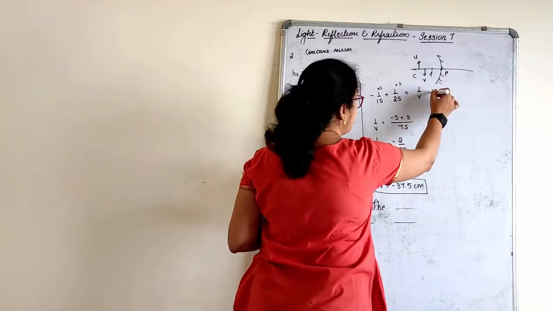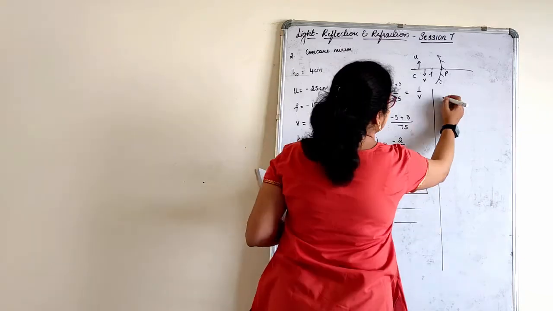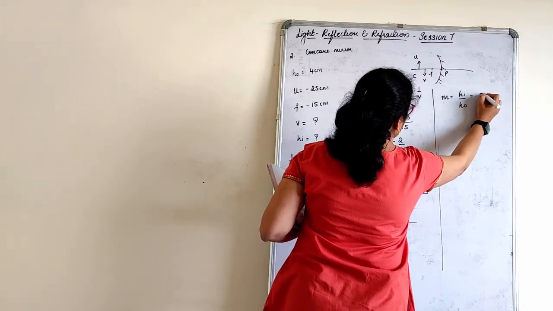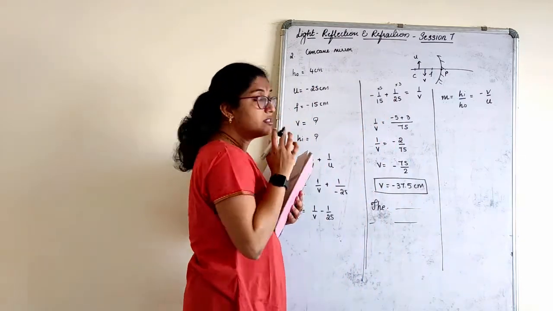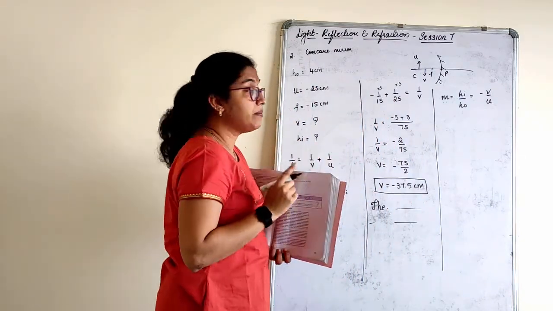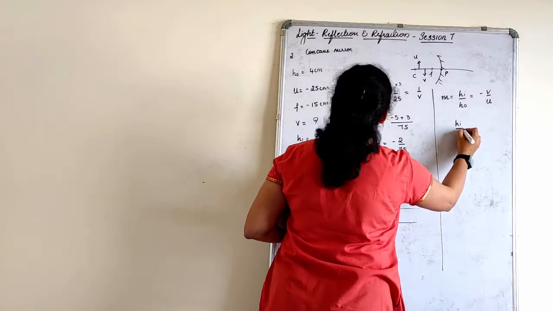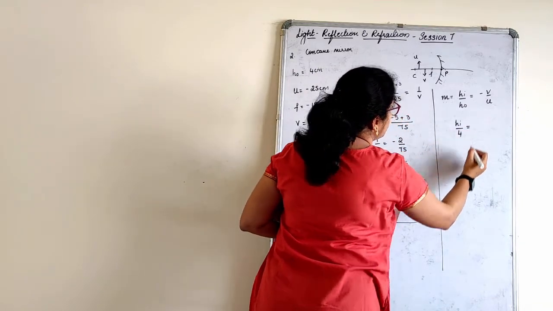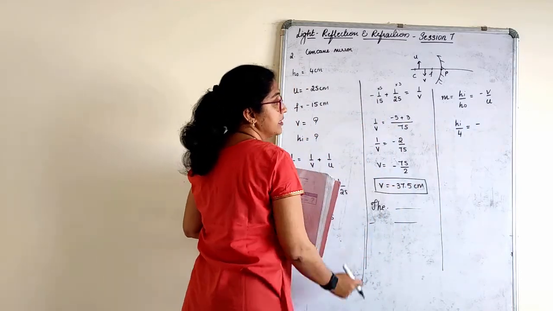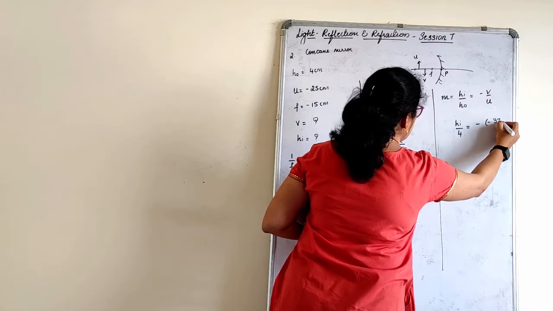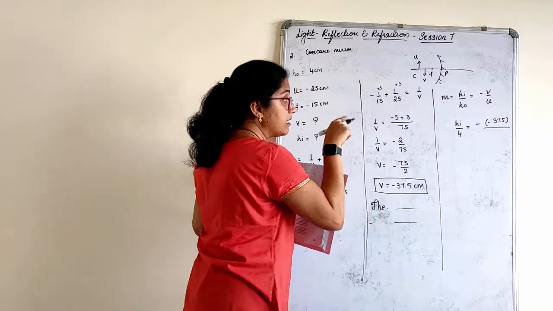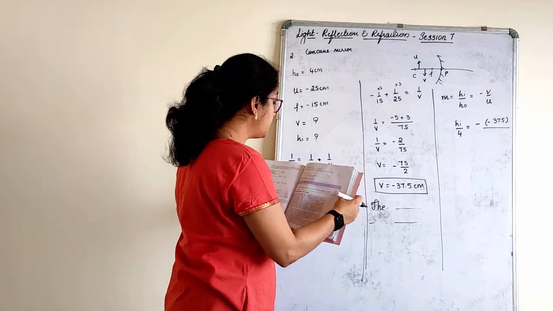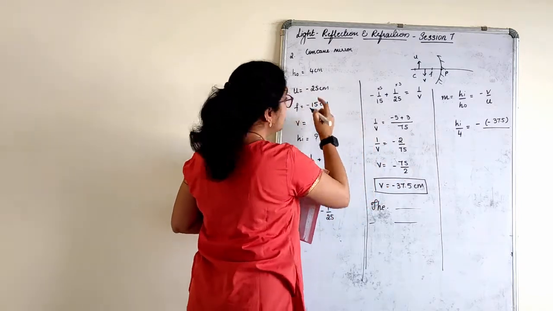Now the last part, what you have to find? They have asked you to find here M is equal to height of the image divided by height of the object, that is equal to minus V by U. Can we use this formula? Yes. We have to find height of the image. So height of the image divided by height of the object, which is given as 4 centimeter, is equal to minus, in the formula as it is here, minus 37.5 divided by, see, minus in the formula, children, minus is not for the V, it's in the formula. V value you write whatever it is. Then next, what value do you have here? U. Where is it? U value is minus 25.